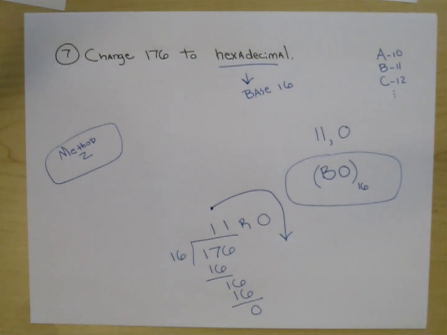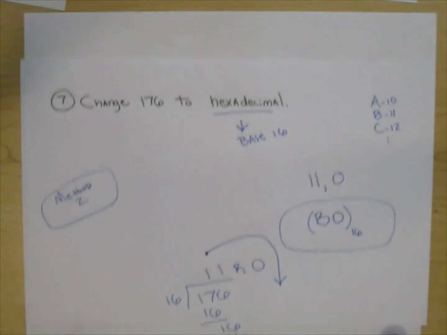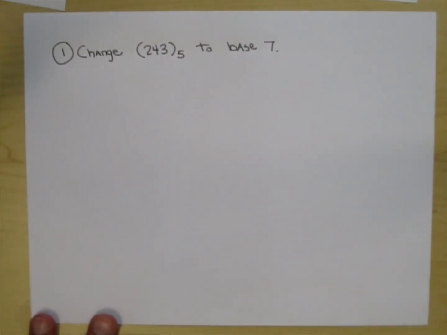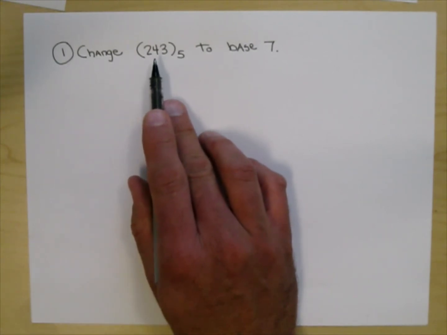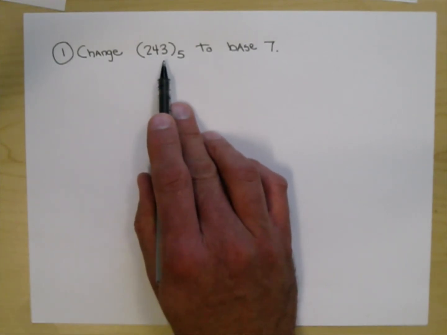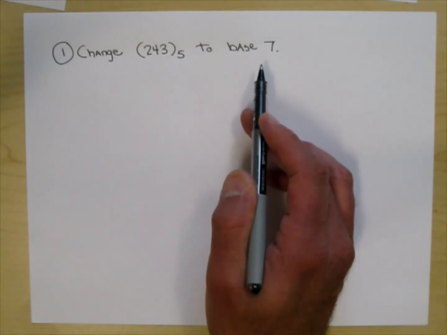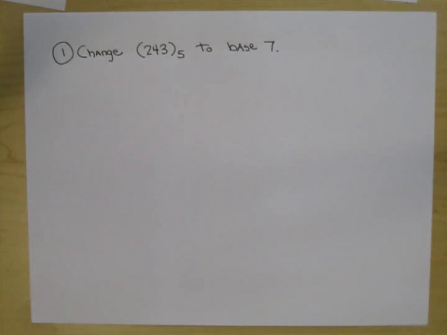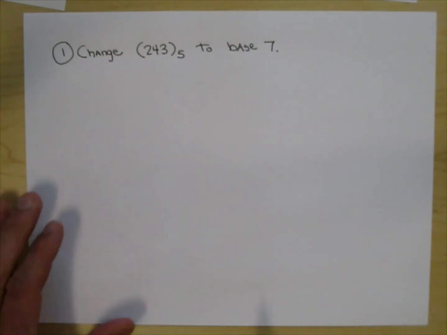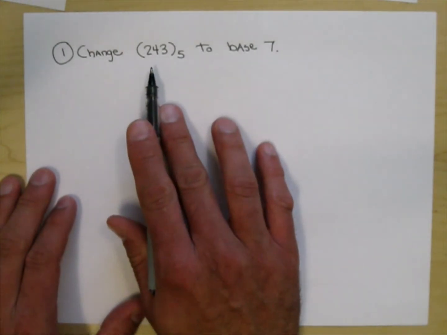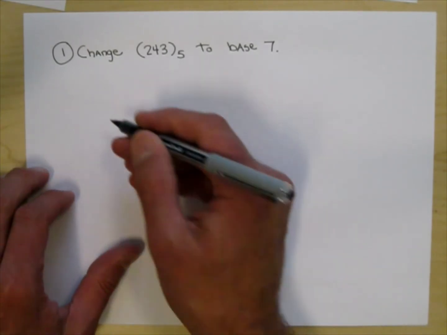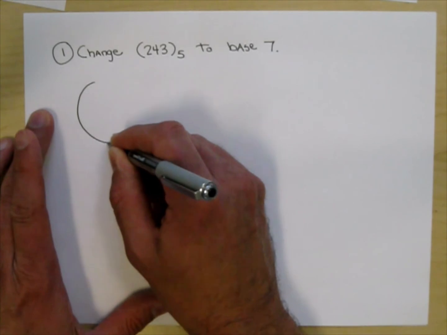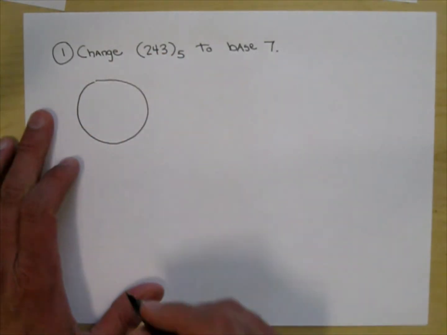Okay, we're almost done with this section. It is a long section. The lecture is a little longer than some of the other lectures. Change 3, 4, I can't speak today. 2, 4, 3, base 5 to base 7. Okay, so how are we going to do that? What we're going to do is we've never changed from non-10 base to a non-10 base, and we're doing that for the first time. So I'm going to go ahead and give you the planet analogy. So here is planet 5.